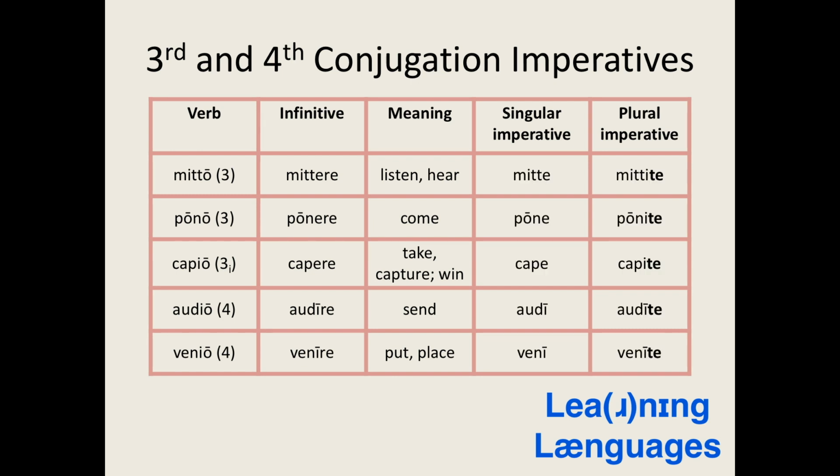As you can see, mitto, pono, capio, audio, and venio become mitte, pone, cape, audi, veni in the singular imperative, and mittite, ponite, capite, audite, and venite in the plural imperatives. Notice that for third conjugation verbs, the e in the singular imperative changes to an i in the plural imperative.